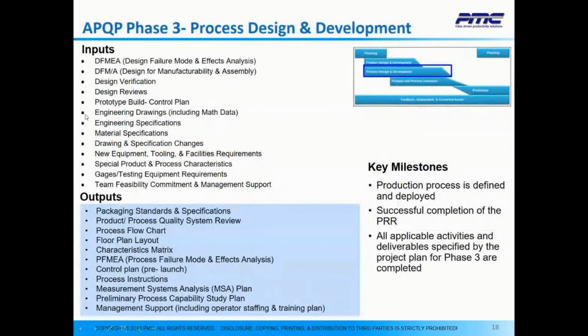Phase three, process design and development. As I said before, the inputs here are coming from the output of phase two. The expected outputs in this phase are packaging standard and specifications, product process quality system review, process flow chart, floor plan layout, characteristics matrix, PFMEA, the process failure mode and effects analysis, pre-launch control plan, process instructions, the measurement system analysis plan, preliminary process capability study plan, and again, management support. The key milestones here are: production process is defined and deployed, successful completion of the PRR, and all applicable activities and deliverables specified by the project plan for phase three are completed.